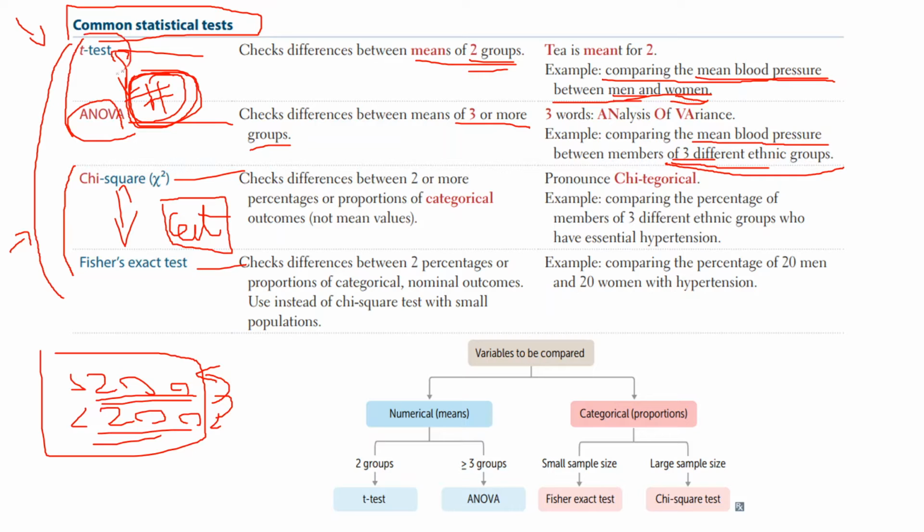So again, t-test, ANOVA, the only thing you're focusing on: are they comparing means? If so, do those means belong to only two groups, or are there three or more groups?